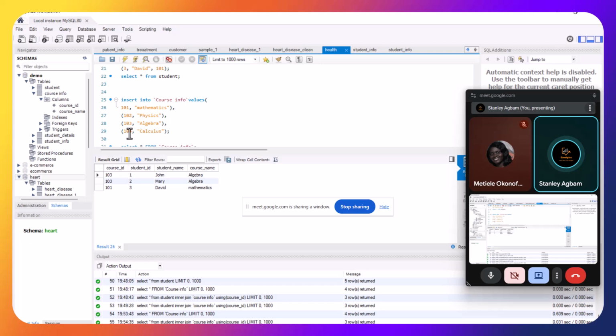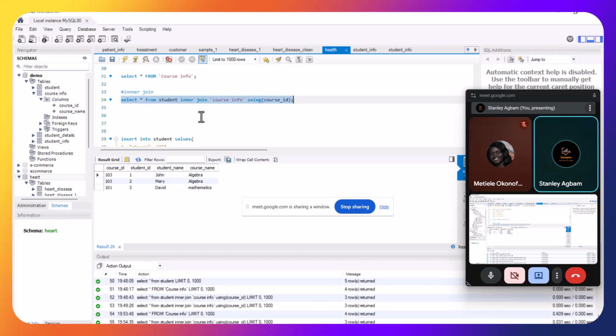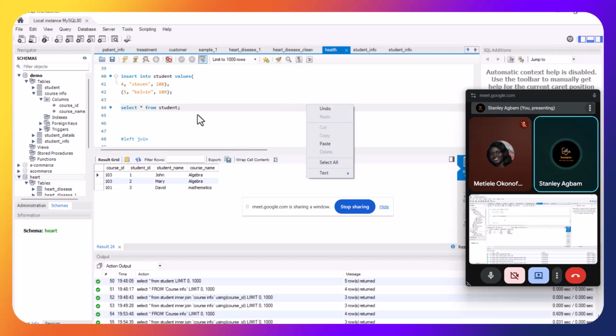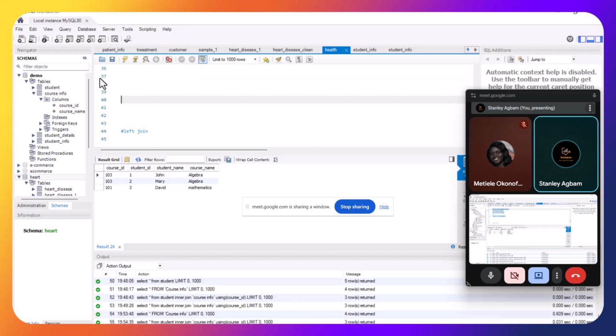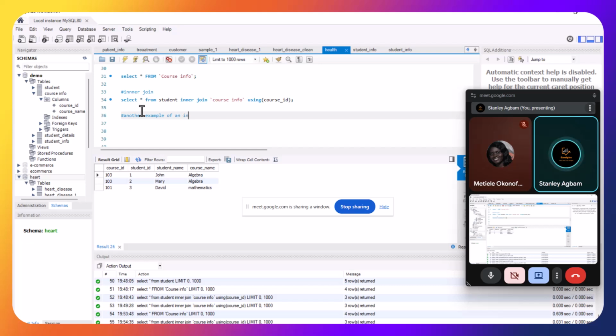Should we do one more example? Let me do another example of an inner join. Okay, let me remove this part so it won't get confusing. Another example of an inner join. Some set of students are playing football, and some set of students are playing cricket.